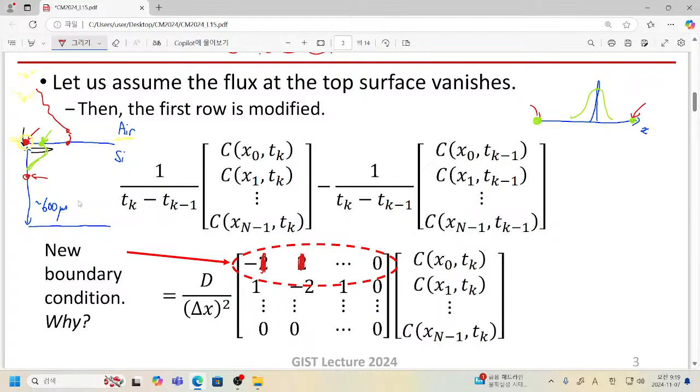You are now introducing a wrong boundary condition in your system. Then you will have strange behavior. You may see strange behavior of your equation. So this is quite important. Simply speaking, even when you impose the boundary condition, you should be consistent with the treatment of the other nodes.